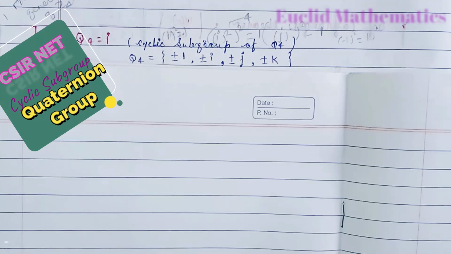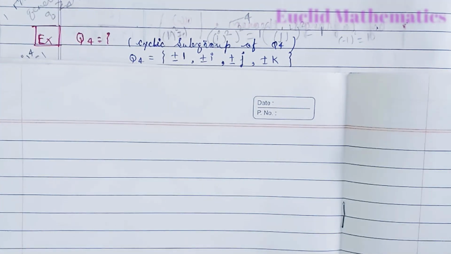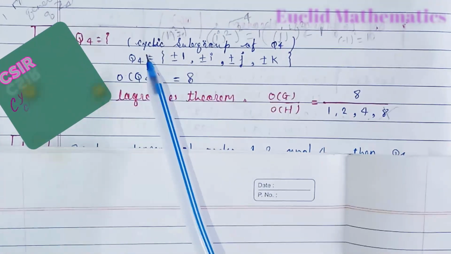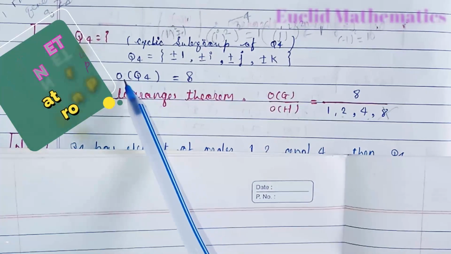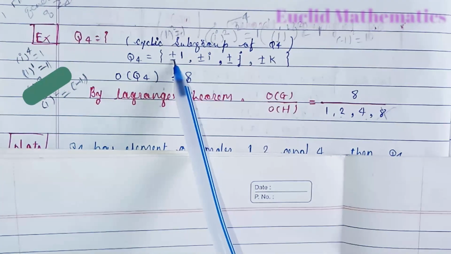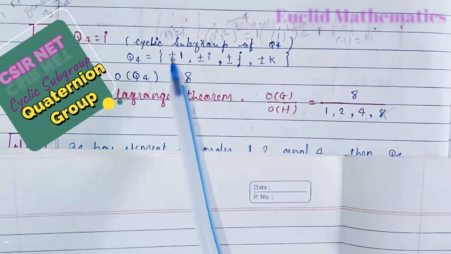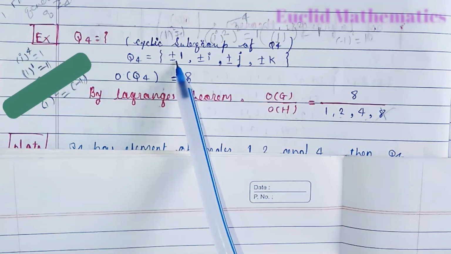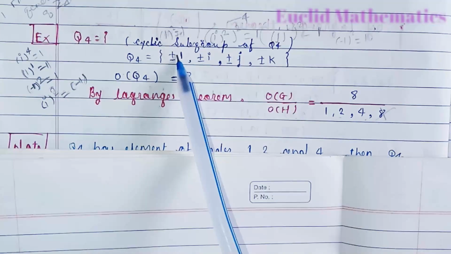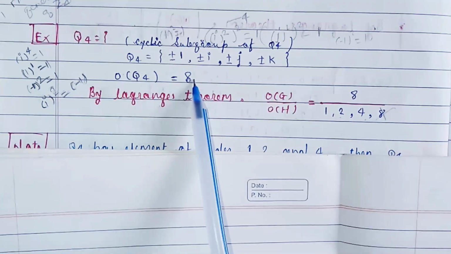Now let's go to our example. We will see how we can find cyclic subgroups. Here we have the group Q4, which is the quaternion group of order 8. It contains a total of 8 elements: plus minus 1, plus minus i, plus minus j, plus minus k. So plus minus 1 means 2 elements, and in total we have 8 elements in our group. So the order of Q4 is 8.